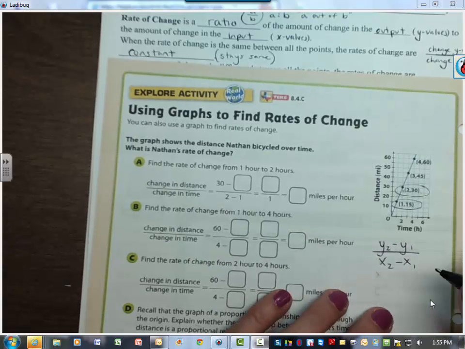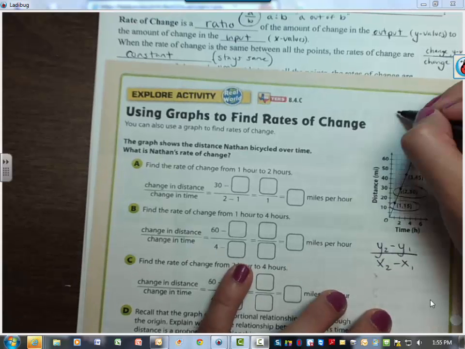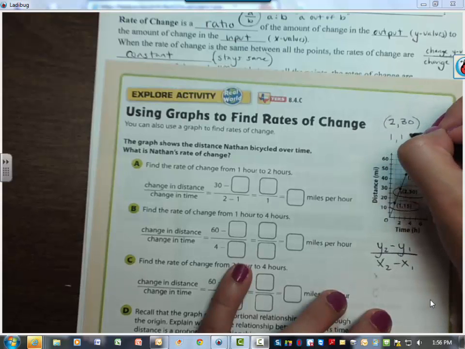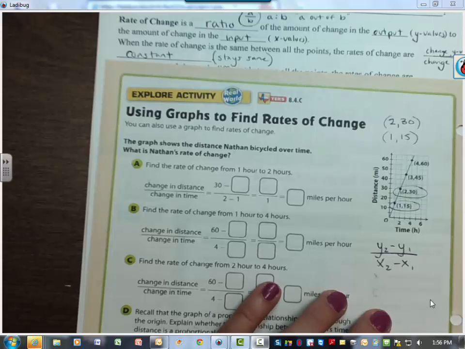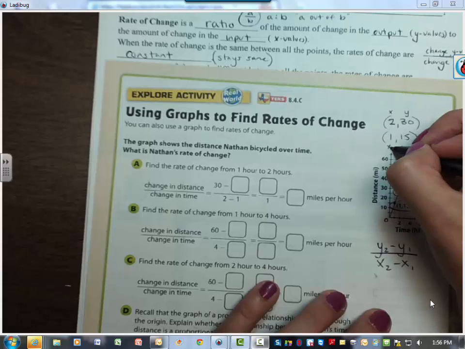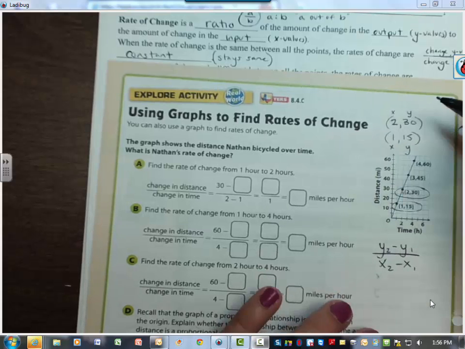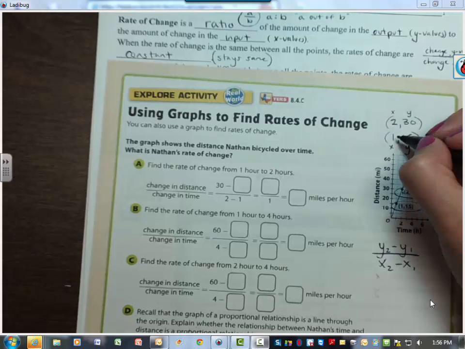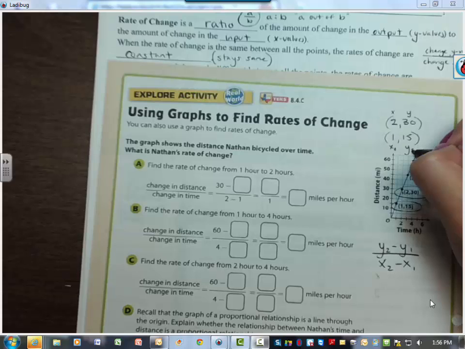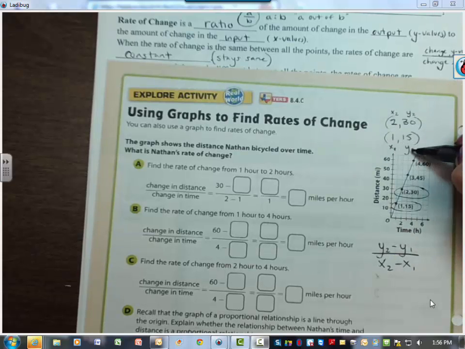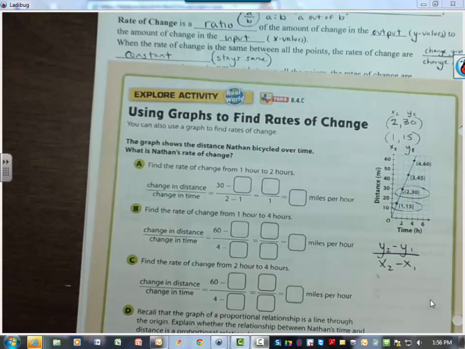If I label these points, sort of what we talked about today in class, I have point (2, 30) and I have point (1, 15). So if I look, this is my x value, my y value, x and y. I'm going to identify which one's first. Well, if this is my first point, 1 and 15, this is going to be my x1, y1, x2, y2. First point, that's x, y. Second point, that's x, y. That's where I come up with that.